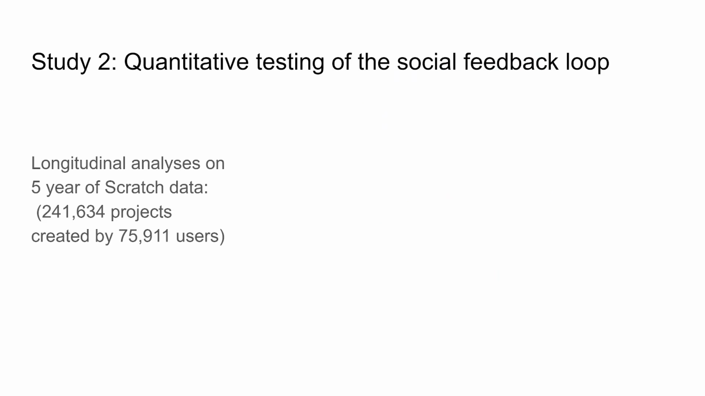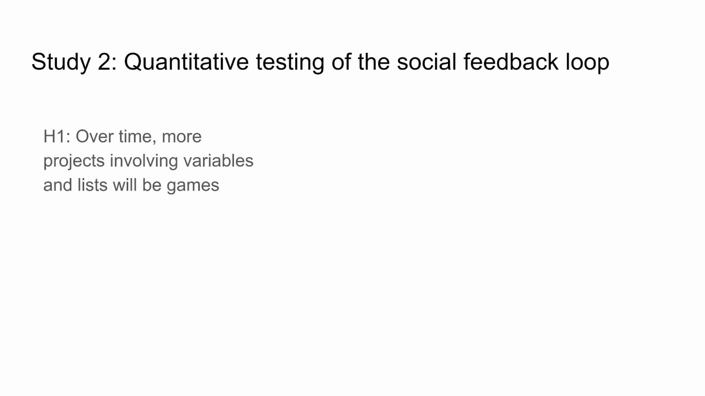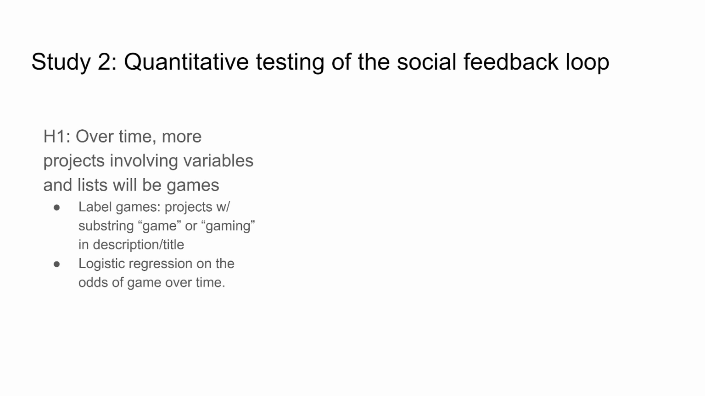After proposing a theory from our qualitative insights, we did a second study, a series of quantitative analyses on Scratch data to test our theories. We generated and tested the first two hypotheses focusing on the outcome of the social feedback loop. First, we hypothesized that certain genres of projects involving data structures will become more popular over time. Specifically, over time, more and more projects involving variables and lists in the community will be games. We tested the hypothesis using logistic regression on the odds of a project being a game over time.